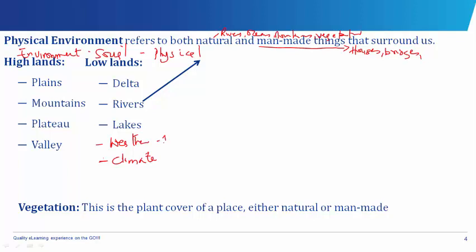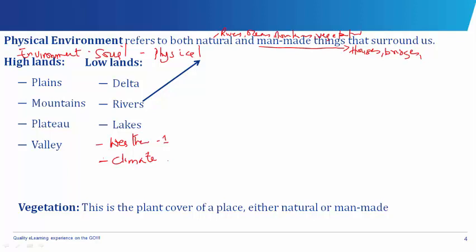So let's say today is Monday. What is the weather condition? You can say it's cold, you can say it's humid today, or you can say it's cloudy, or you can say it's sunny. That's just for today. Okay, so it's the atmospheric condition of a place at a particular time.